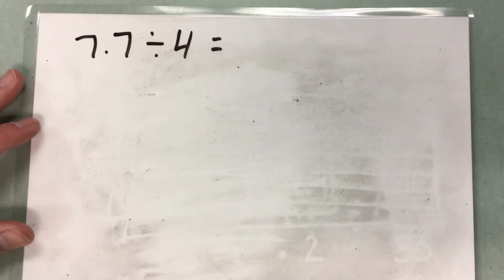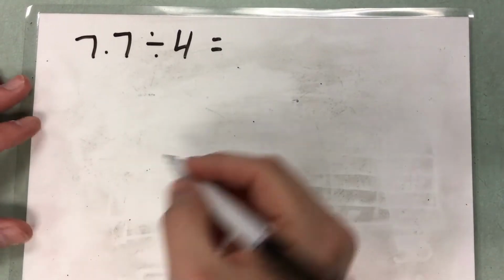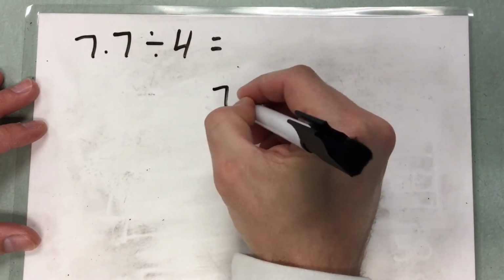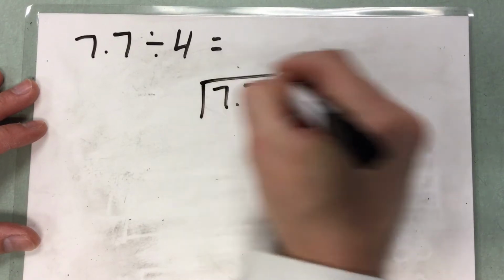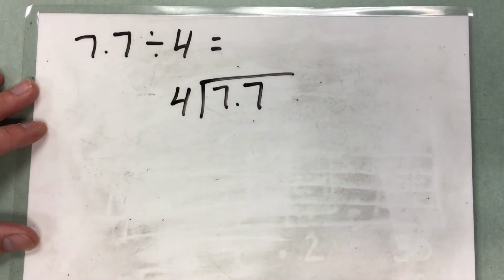On your own, try to solve this problem using the standard algorithm. Once you're finished, unpause the video and check your work. So I'm going to begin with 7 ones and 7 tenths, and I'm dividing that into 4 equal groups.